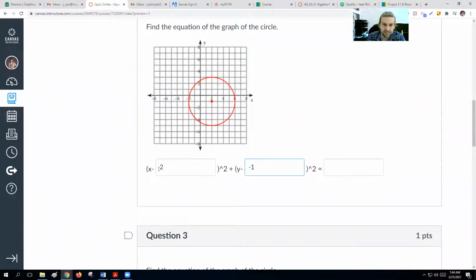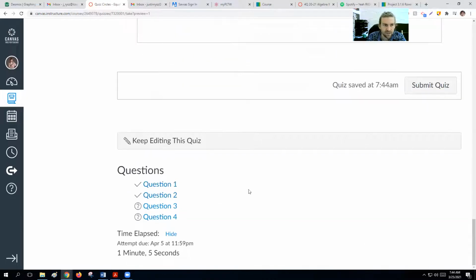So it'd be x minus 2 squared plus y minus -1 squared, and then equals r squared. So you got to count the radius. This goes over 1, 2, 3, 4. So 4 squared would be 16. Okay, so you guys have 4 problems like that. You'll submit that quiz. It shouldn't be too bad.